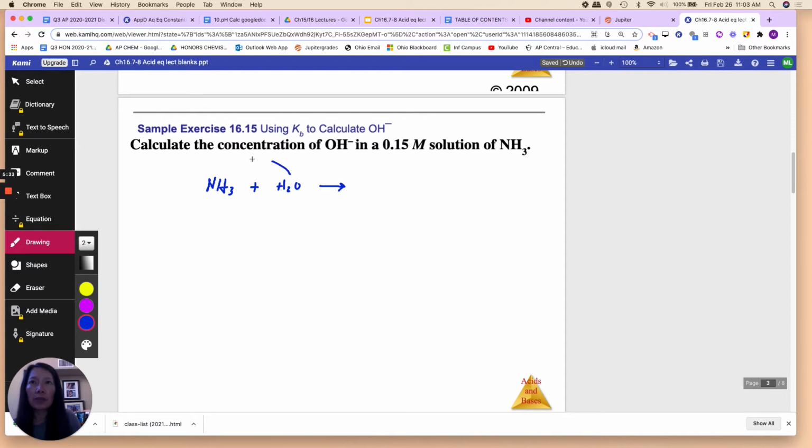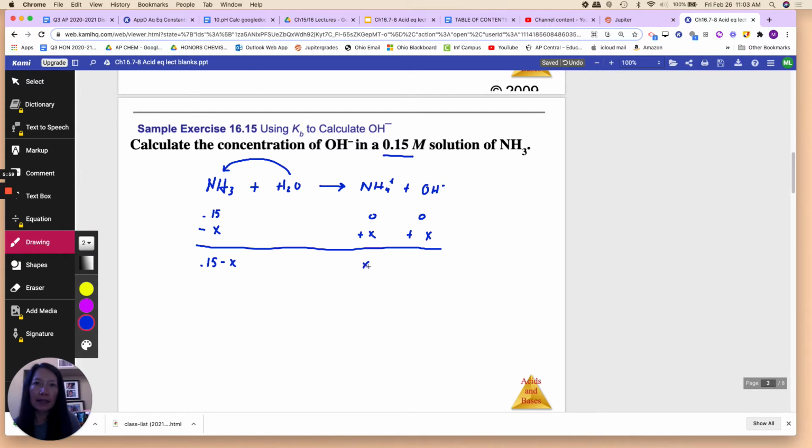Remember, the H plus goes on the NH3 to make NH4 plus and hydroxide. You write the original concentration here. You don't have to worry about this one. 0, 0, minus X, plus X, plus X. So it'll be 0.15 minus X, and X, and X.